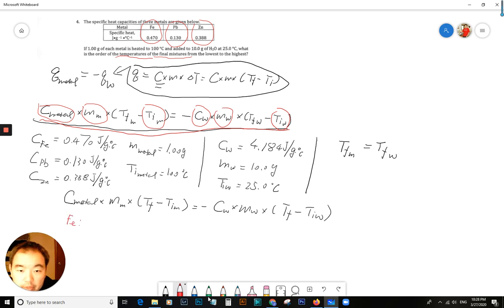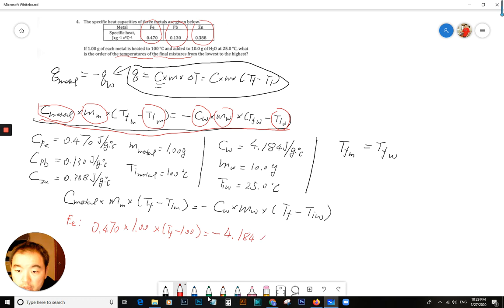with iron. The specific heat of the iron is 0.470 times the mass, which is 1.00, and the final temperature minus the initial temperature, which is 100. Then this is equal to the negative sign. Don't forget the negative sign.